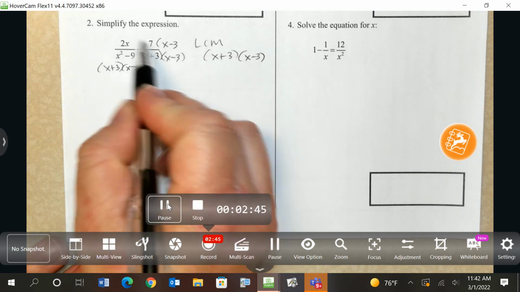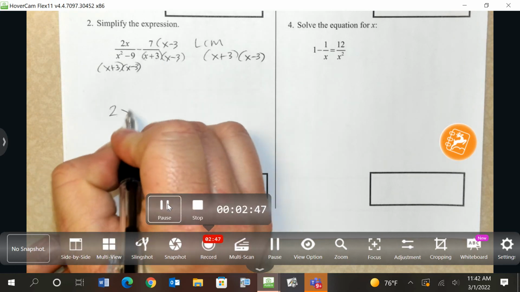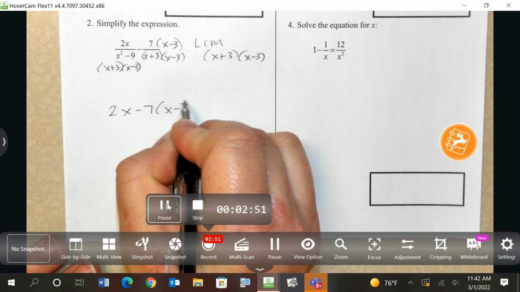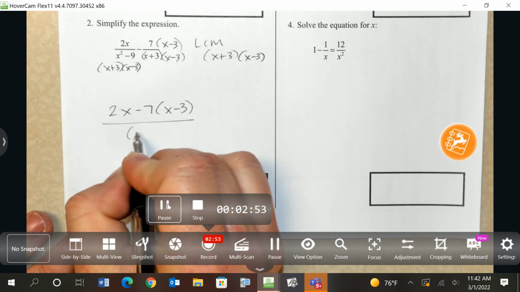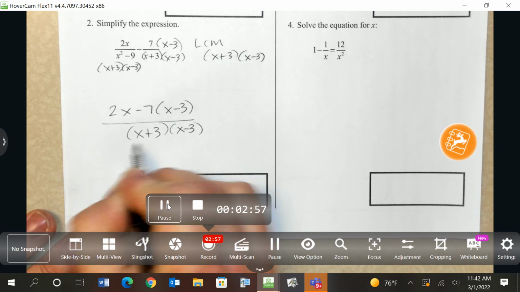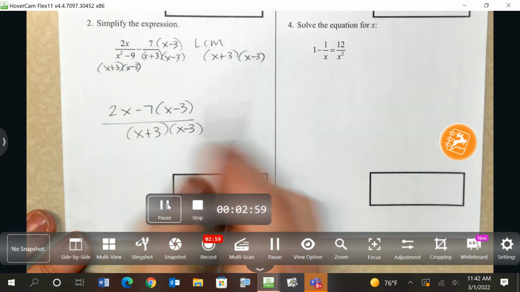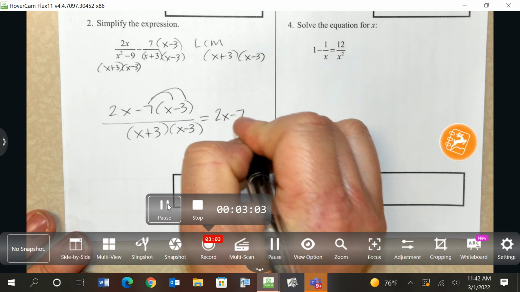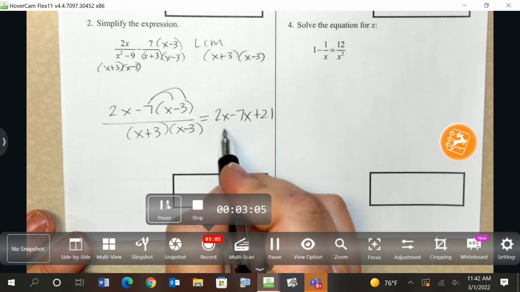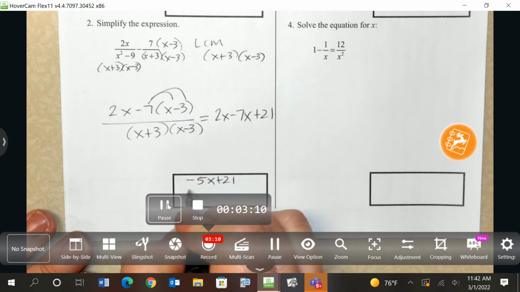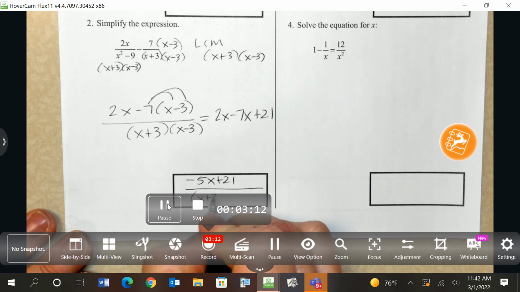Alright, so I'm ready to keep going. This is what I have. So on top I have 2x minus 7 times the quantity x subtract 3. And on the bottom I have the common denominator of x plus 3 and x minus 3, which could also be written as x squared minus 9. Let's distribute. 2x minus 7x plus 21. And when I combine like terms, I end up with a negative 5x plus 21 all over x plus 3 and x minus 3.